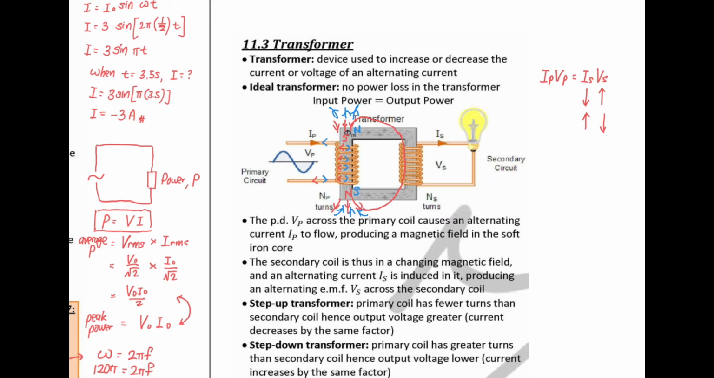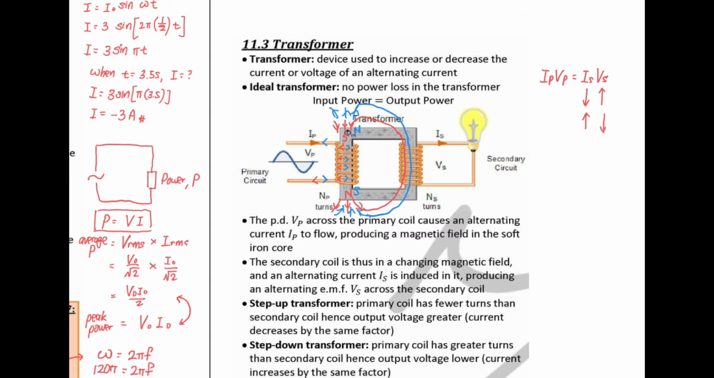Okay, so they come out. They cut the secondary coil, and then they go back to the South Pole. So what we can see here is when they cut the secondary coil in the second round, they cut in a different way, the opposite. Because of that, you should expect the IS and the VS will be in the opposite direction also. Meaning the IS and VS should be alternating current and alternating voltage also.